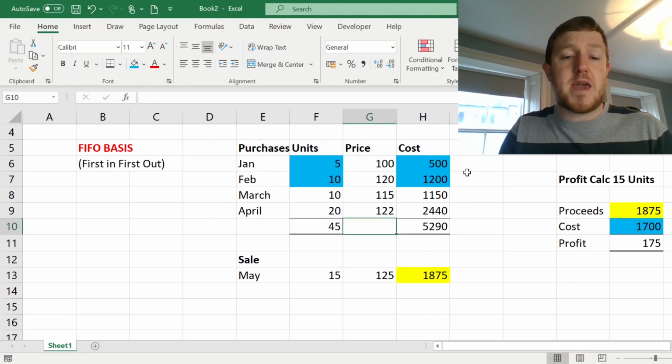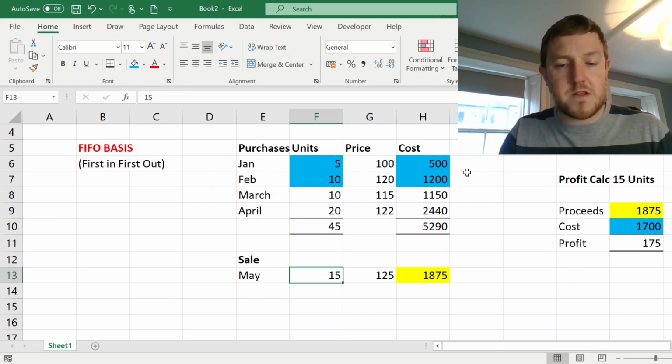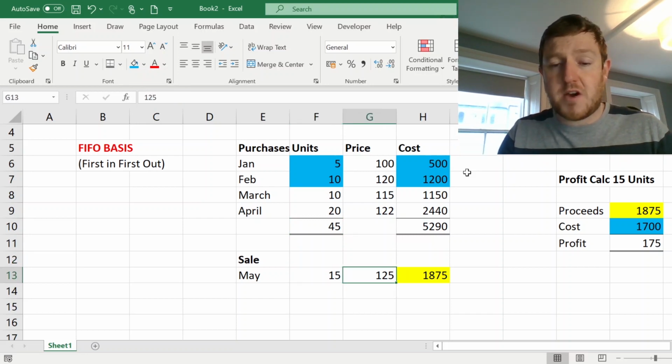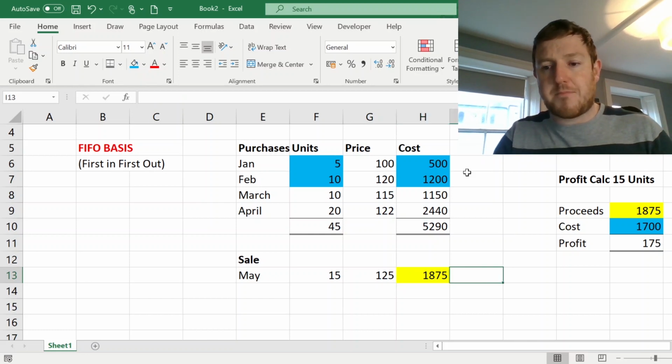Then it came to May and I needed a bit of cash, so I actually decided to sell 15 of my units. And I sold them for a price of 125 at that date. So that was my sales proceeds. I got €1,875. And then let's have a look at my profit calc over here.